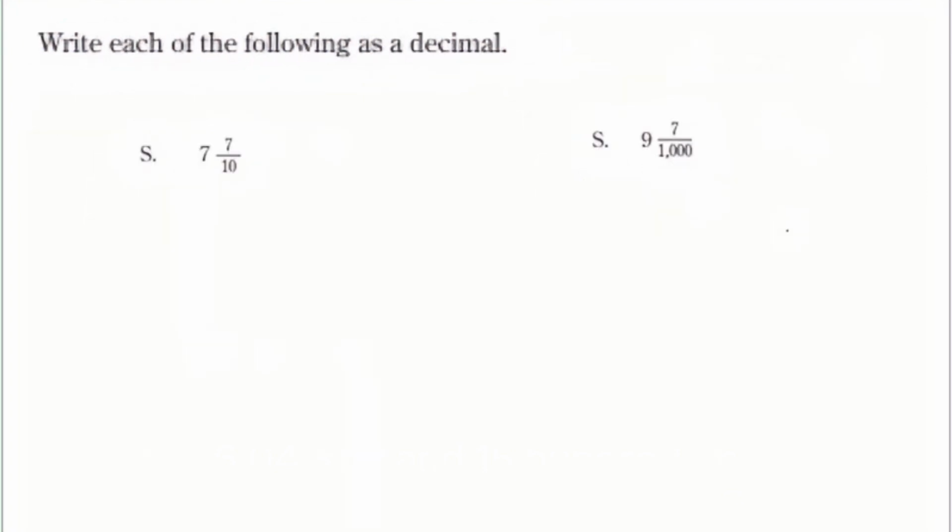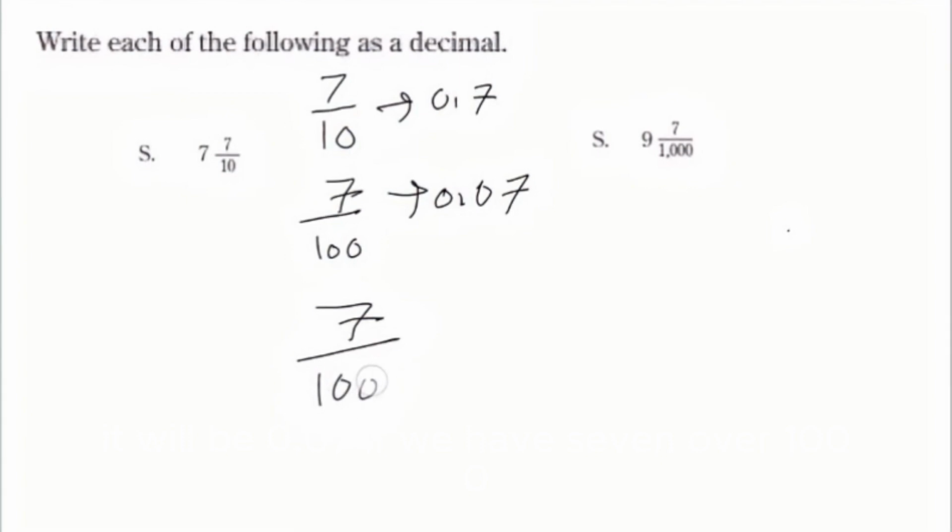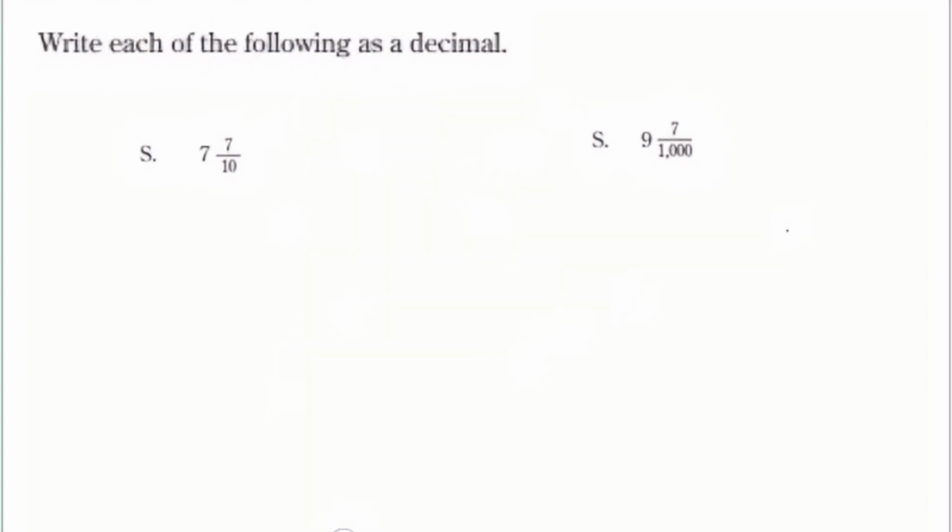Write each of the following as a decimal. 7 and 7 over 10. If we have 7 over 10, it will be 0.7. If we have 7 over 100, it will be 0.07. If we have 7 over 1000, it will be 0.007. So 7 and 7 over 10 is 7.7.